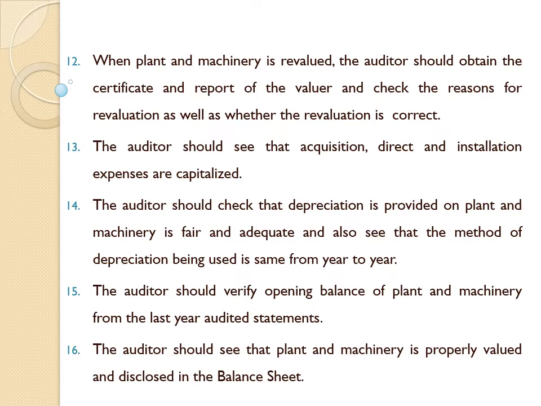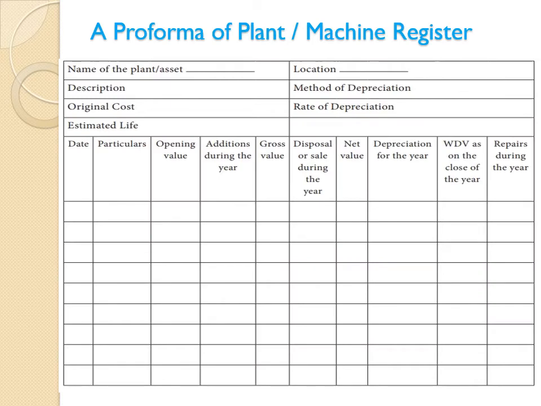The auditor should see that the plant and machinery is properly valued and disclosed in the balance sheet. Plant and machinery is an asset and that should be shown on the asset side of the balance sheet. So these are the points that should be taken into consideration by the auditor while verifying plant and machinery.